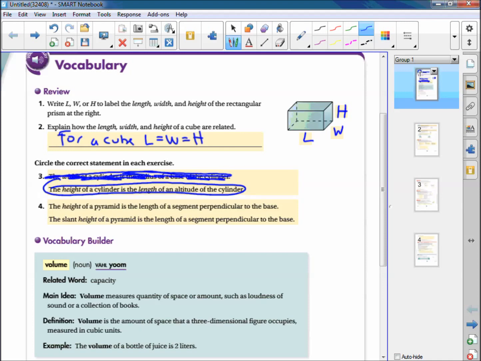All right, number 4. The height of a pyramid is the length of the segment perpendicular to the base. And that is also true. The slant height of a pyramid is the length of a segment perpendicular to the base. That's not. So the slant height is not perpendicular to the base. Remember, the slant height is perpendicular to one of the sides of the base. It goes down the side of the pyramid, not through the middle.